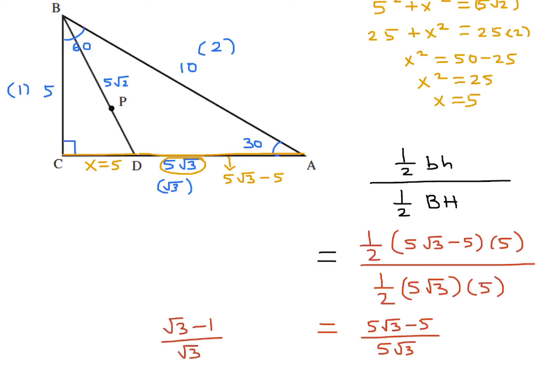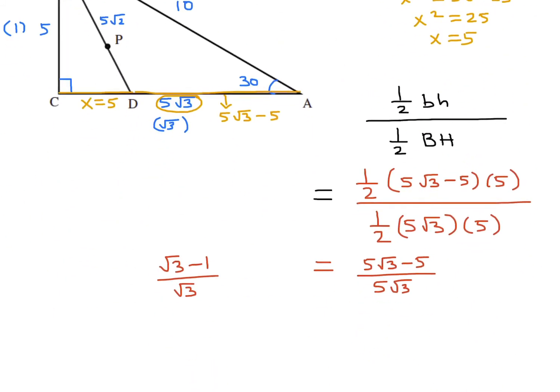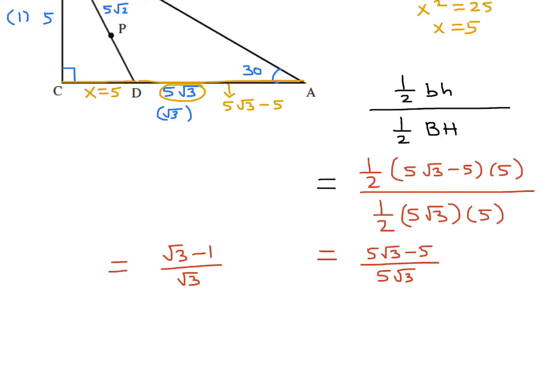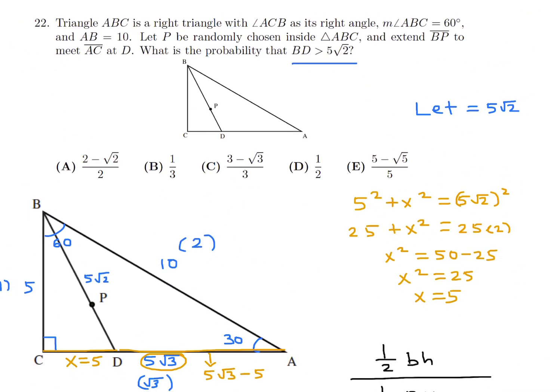And is that the answer choice? Nope. Most likely they're rationalizing the denominator. They don't like roots in the denominator. So that's fine. Multiply top and bottom by root 3 and we get 3 minus root 3 over 3. And there you go. 22 is C.